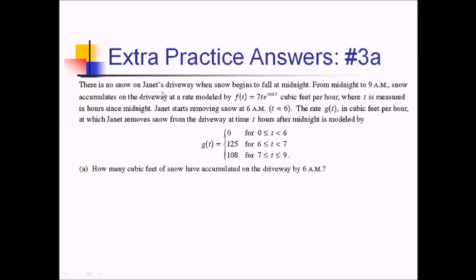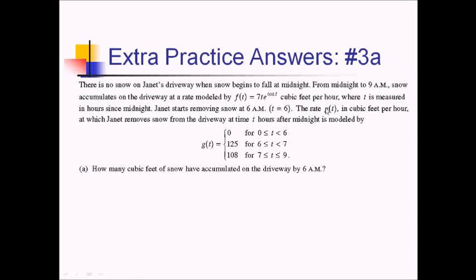For this problem, we're talking about snow. There's no snow on Janet's driveway when snow begins to fall at midnight. From midnight to 9 a.m., snow accumulates at a rate modeled by this f of t function right here, in cubic feet per hour, where t is hours since midnight. Now, Janet starts removing snow at 6 a.m., up bright and early. Well, probably not so bright at this time in the winter, right?